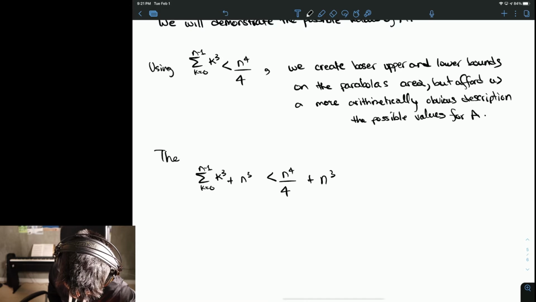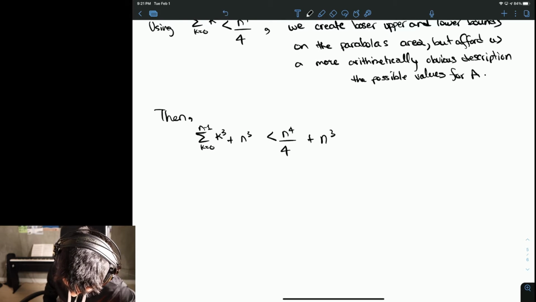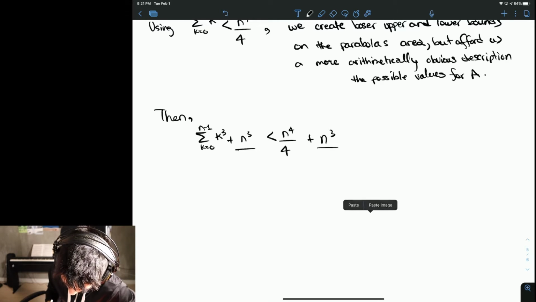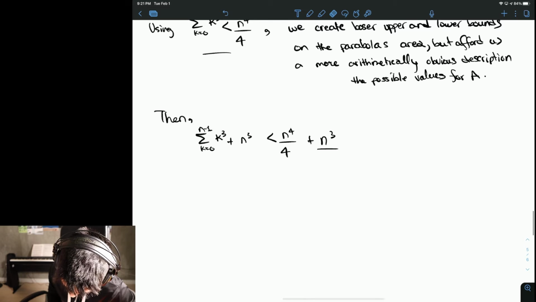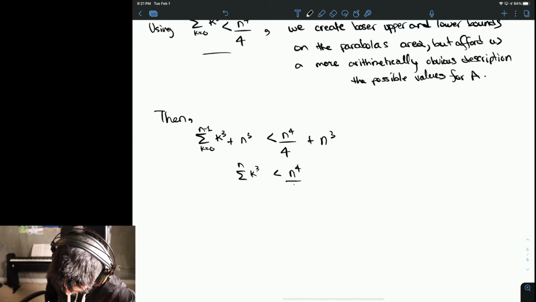Then we have this, right? We just added the plus n term to both sides of the inequality that was right here. And at this point, we can realize that this is actually the sum of cubes all the way up to n, which is less than this term.